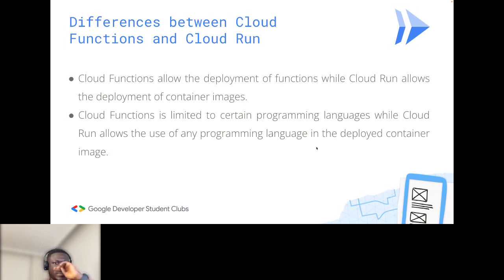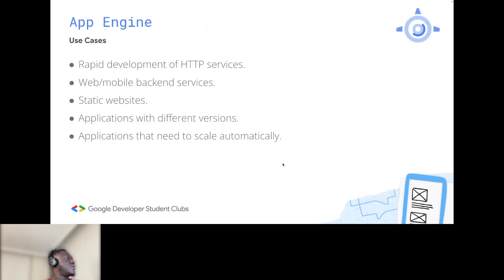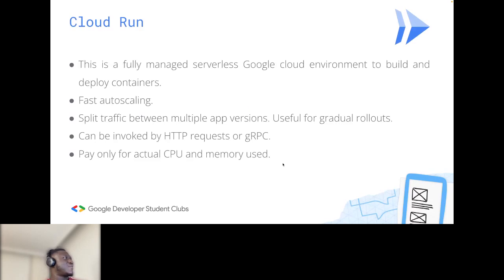So, some of the differences between Cloud Functions and Cloud Run. Oh, I've not talked about Cloud Run before. So Cloud Run, I missed that. Cloud Run is a serverless Google Cloud environment for you to deploy your application containers. Compared to that, App Engine allows you to deploy your app bundles itself.